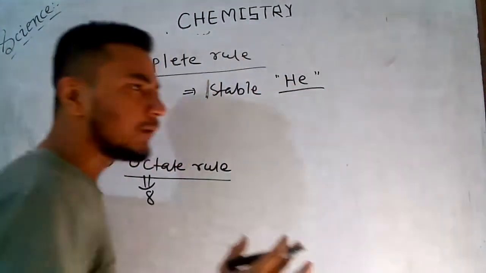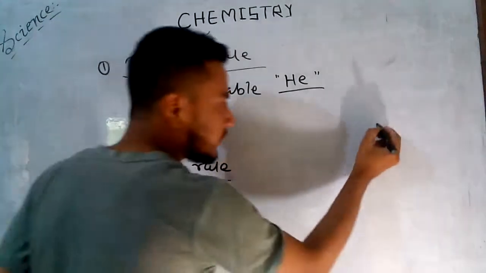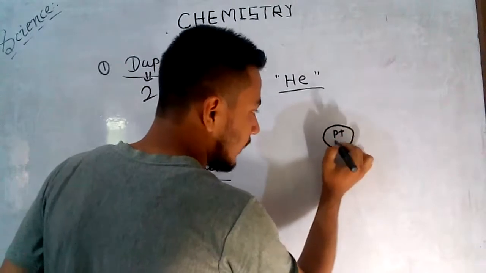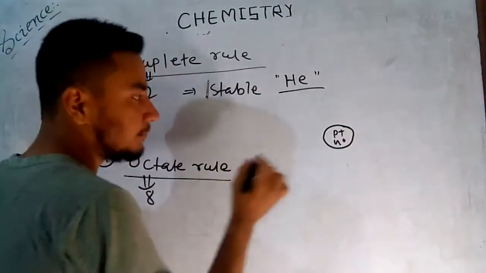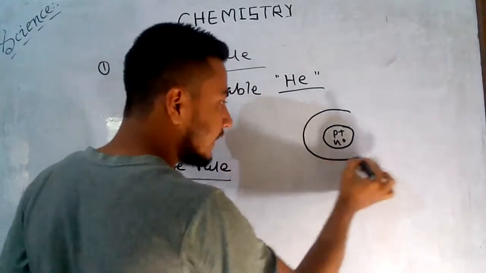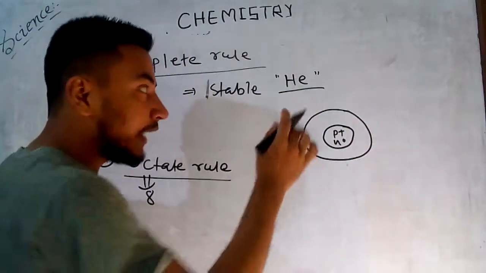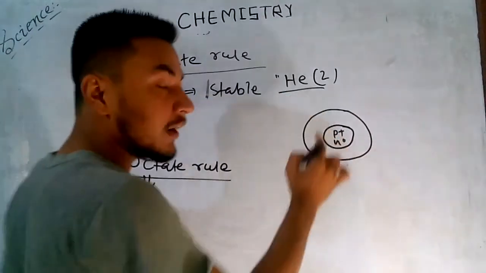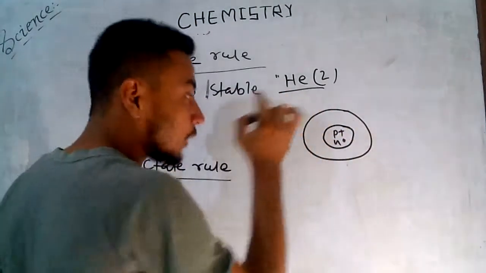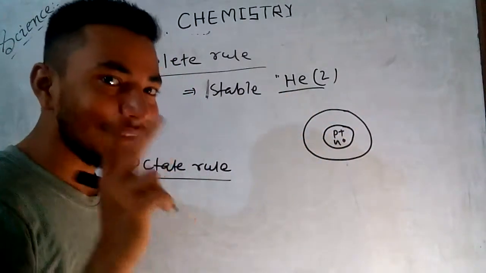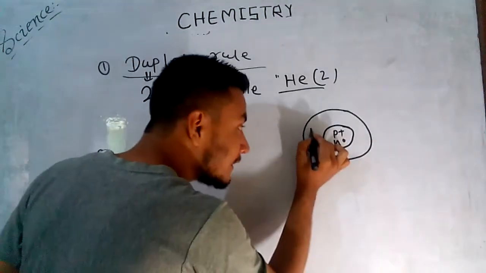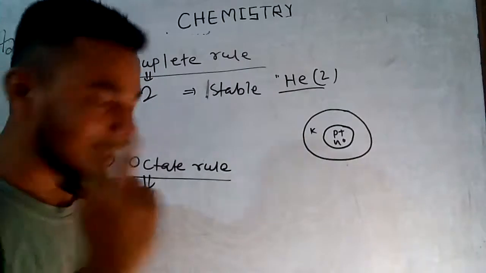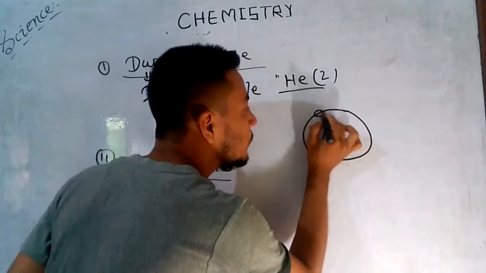In helium, if you see the atomic structure, here is the proton and here is the neutron. The atomic number of helium is 2, so the number of electrons is also 2. We have to put 2 electrons in the first shell, that is the K shell. The capacity of the K shell is 2 electrons, so here I am going to put 2 electrons.